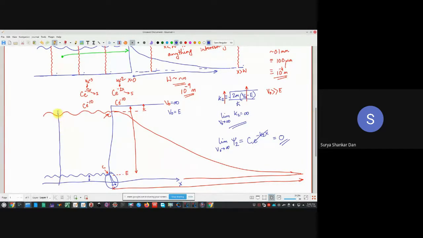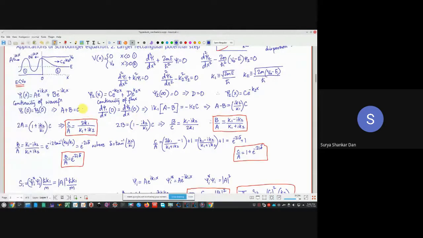However, that barrier is having exactly the same energy as, so V0 will be equal to E. That is the reason why you are having the equal probability of finding the electron throughout here. Okay? Okay, sir.